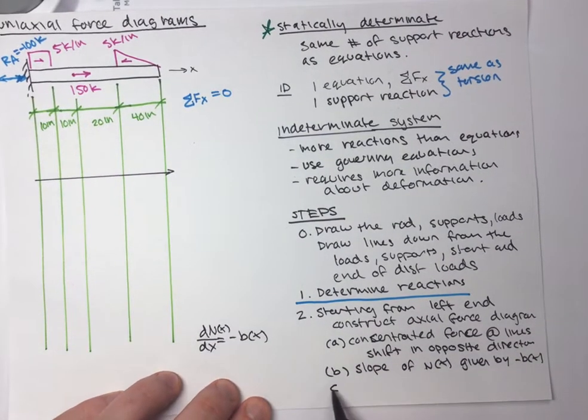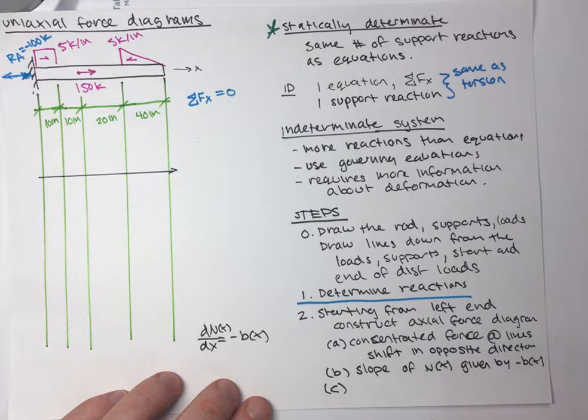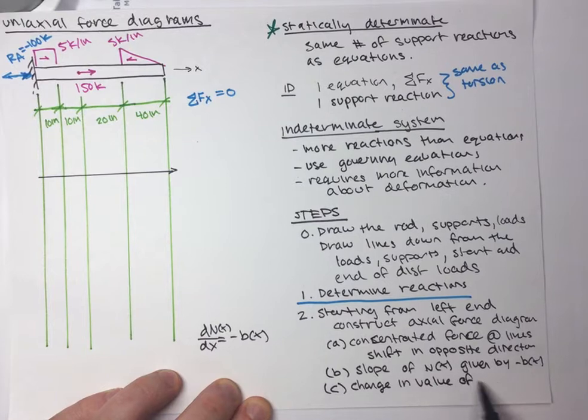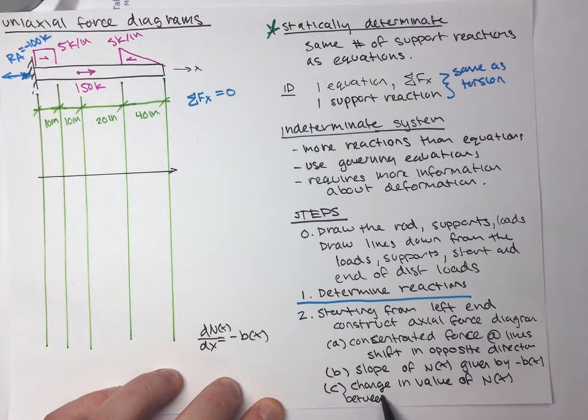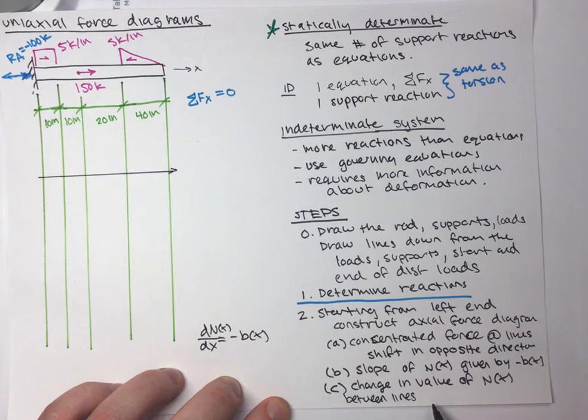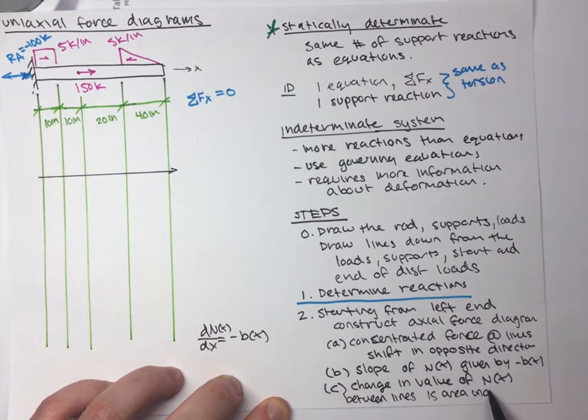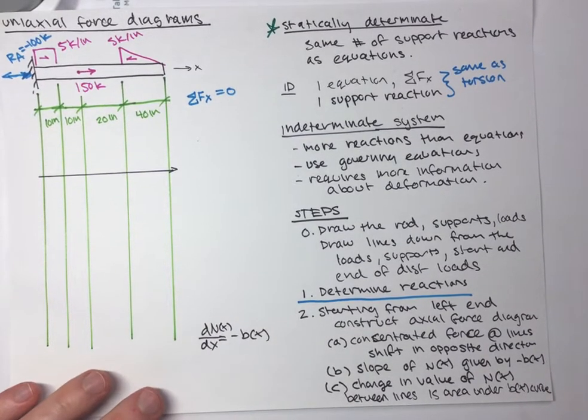The third thing that we're going to do is that the change in value of N of x between the lines is the area under the b of x curve. I just squeezed it in there.